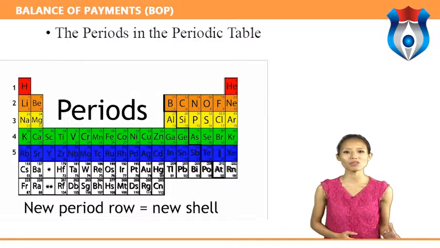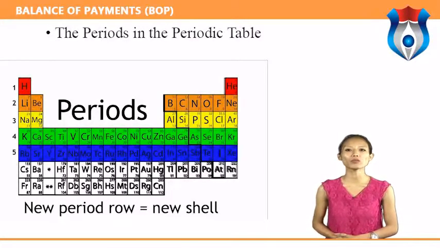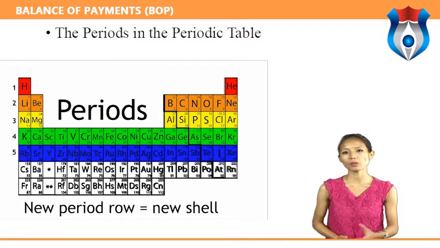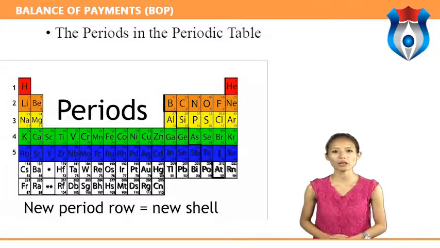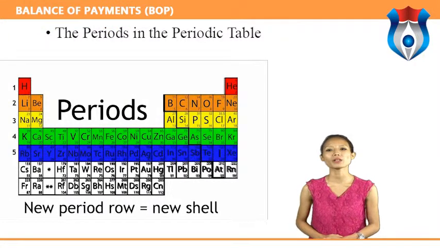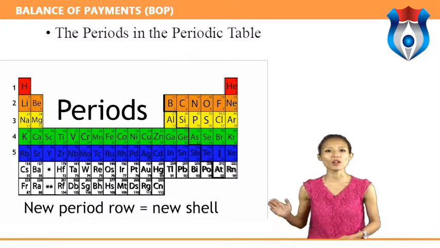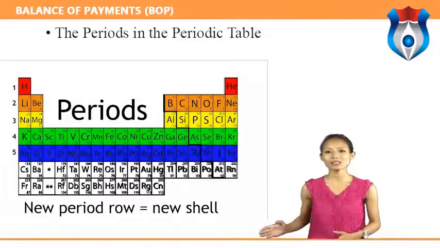The number of electron levels: period 1 has 2 elements, periods 2 and 3 each have 8 elements, periods 4 and 5 have 18 elements, period 6 has 32 elements, and periods 6 and 7 are placed at the bottom of the table to save space and are known as the lanthanoids and actinides.